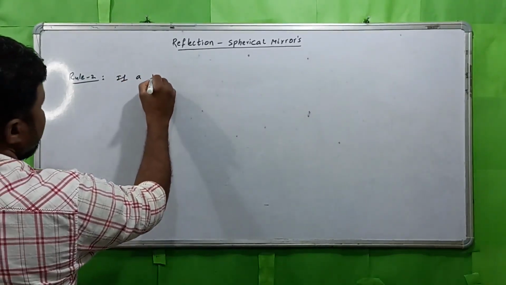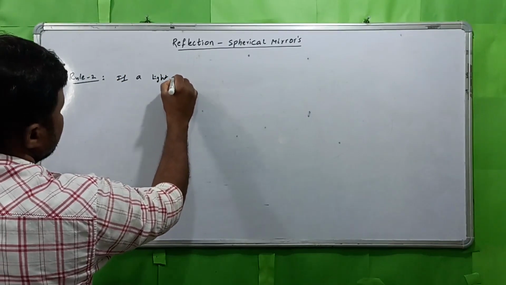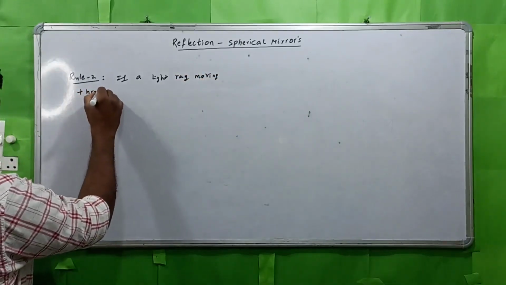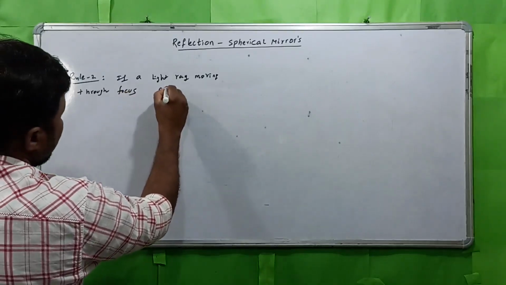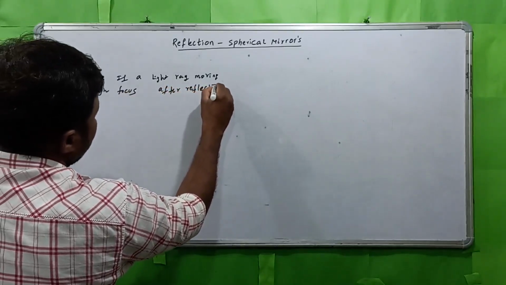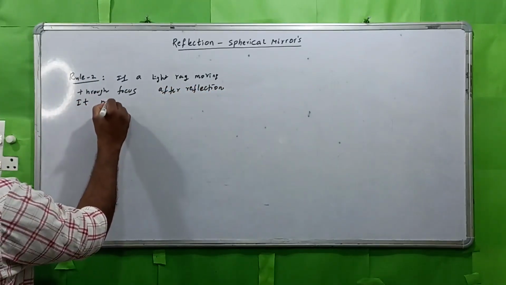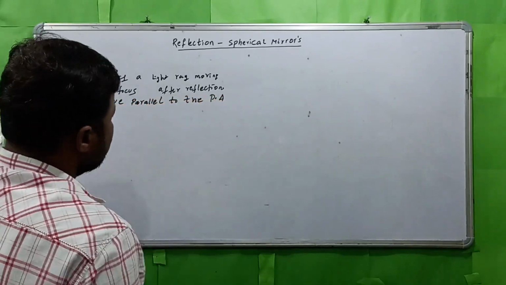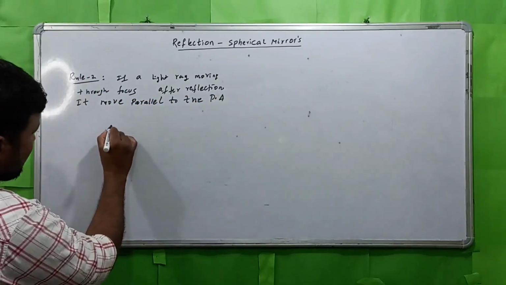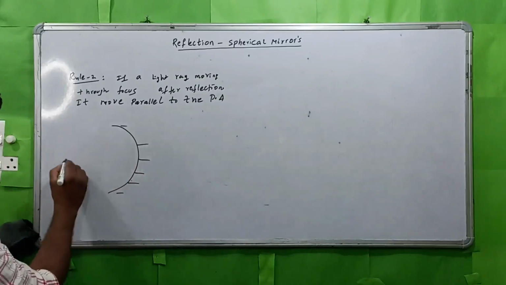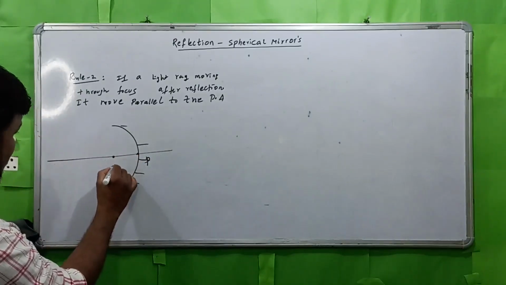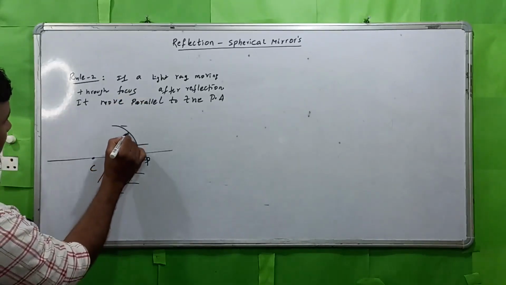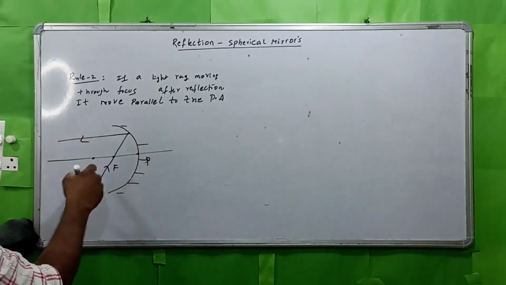If a light ray moving through the focus, after reflection, moves parallel to the principal axis. Rule number 2. First I will draw for the concave mirror. Concave mirror is there. Pole, focus, center of curvature. What is the rule? If your ray moves through the focus, after reflection, the ray should move parallel to the principal axis. This is rule number 2.